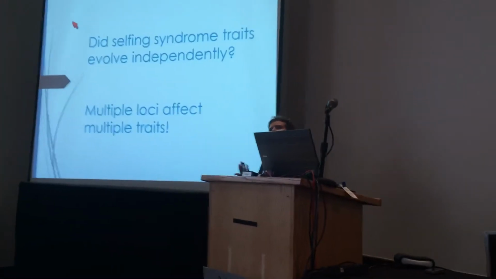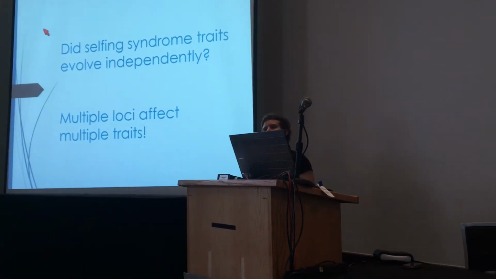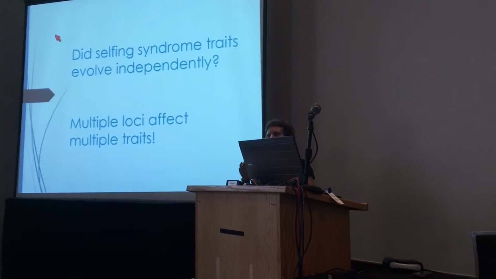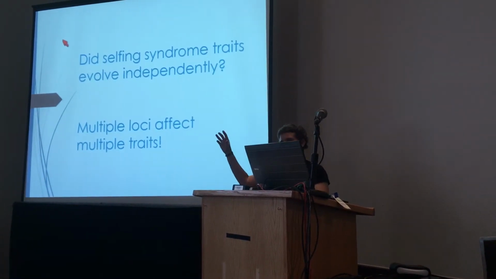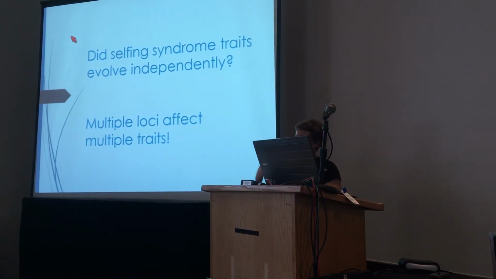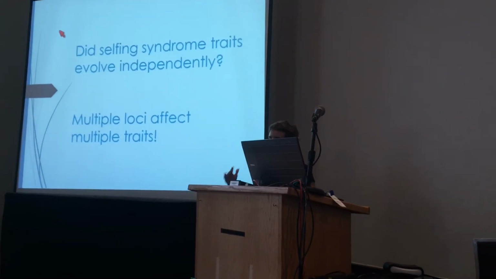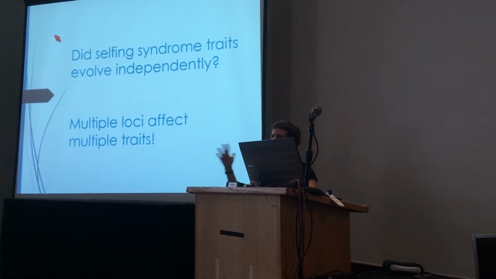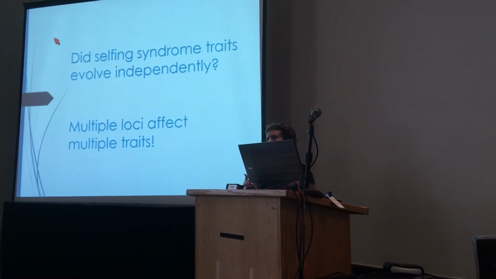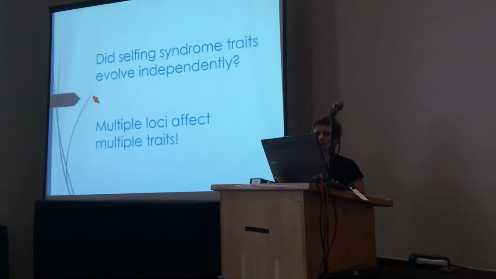So, in a way, the question of did these traits evolve independently from each other was not the right question. It's not that there is a place that changes size, and a place that changes nectar, and a place that changes inflorescence size. It's that multiple changes did have to happen. It wasn't just one big change. But all of these changes affected more than one floral trait, or many of them affected more than one floral trait.